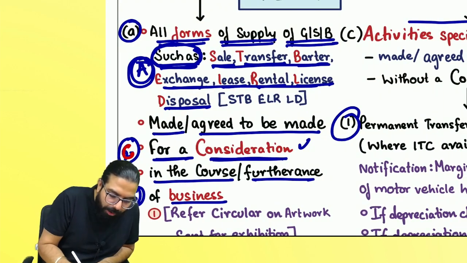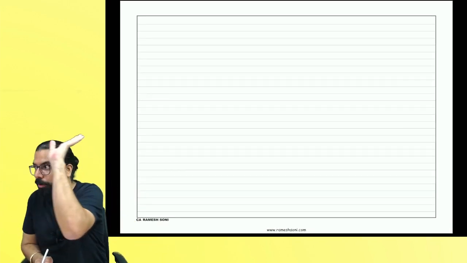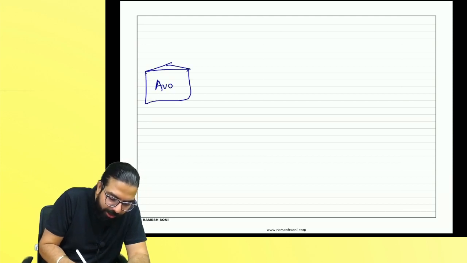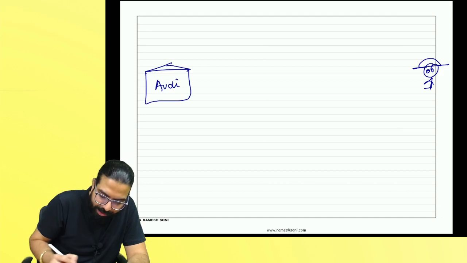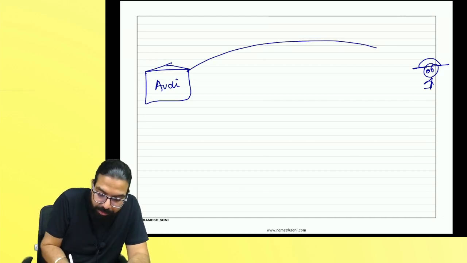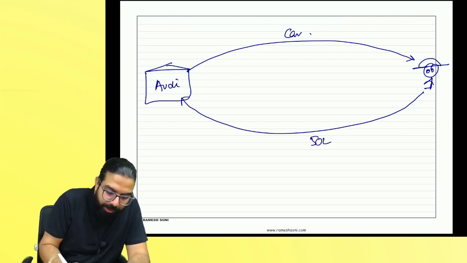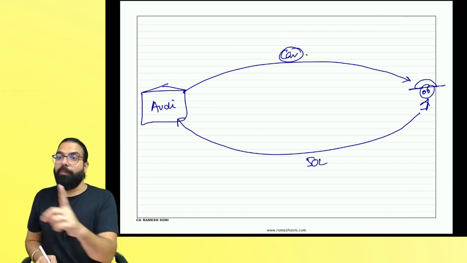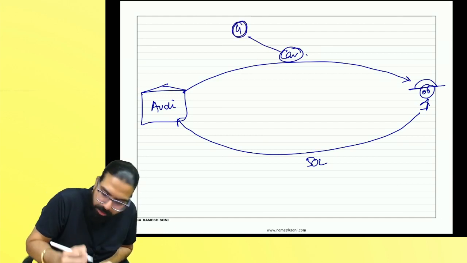Now, I want to go ahead and talk about an example of sale. Chalo, I'll give you one example and we'll understand whether it is falling in supply or not. We will take the example of Audi. Audi showroom is there. This is Venkat. Venkat became a chartered accountant, and now Venkat went to the showroom to buy an Audi car. Audi gave him a car. He paid 50 lakh rupees. Now, my question over here is, car, first step, is it goods or service? It is goods.